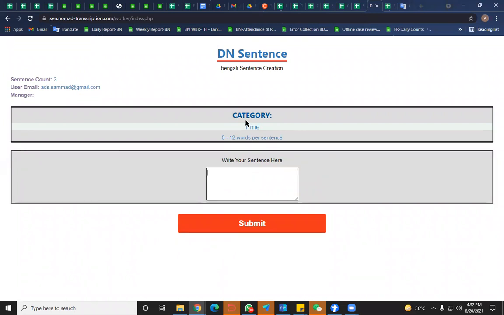Okay. And just keep on submitting this. As you can see, this is very simple, very easy. So you guys can easily learn. You guys can easily make money. Okay, coming to the pay details and everything.